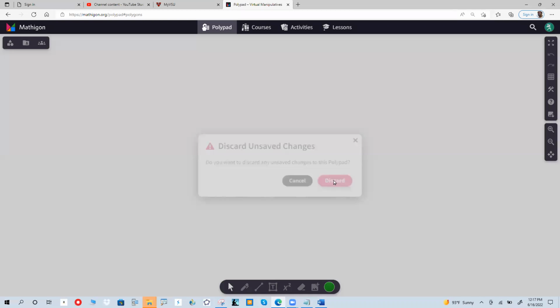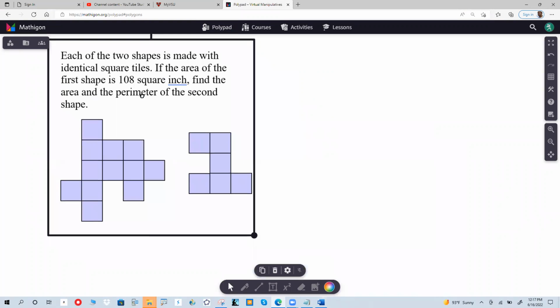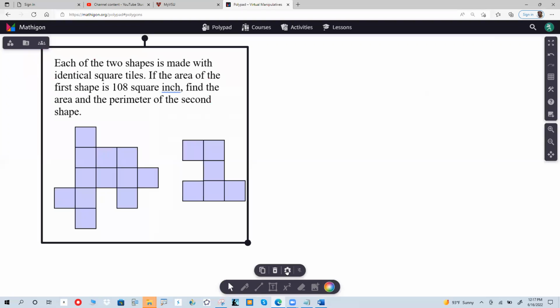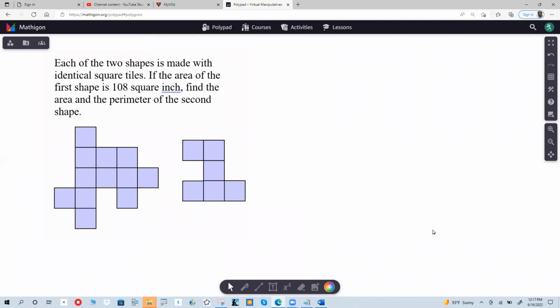Start a new one. Okay, here's my problem, and let's see if we can solve it. Each of the two shapes is made with identical square tiles. If the area of the first shape is 108, so this area is 108, how many squares are there?